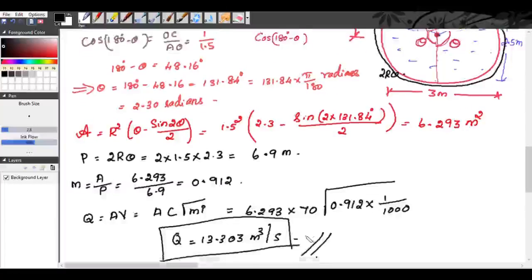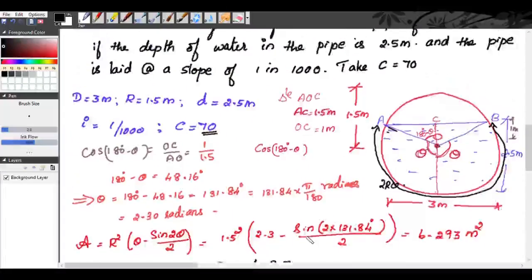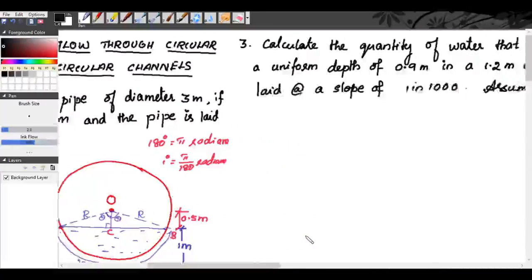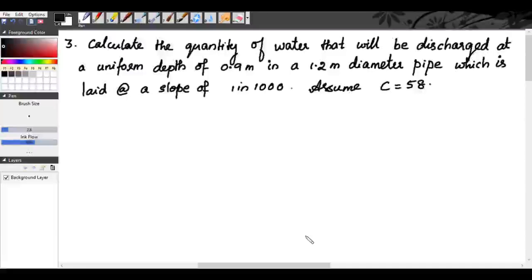Now we will move on to our third problem. The third problem is: calculate the quantity of water that will be discharged. So you have to find the Q. Calculate the quantity of water that will be discharged at a uniform depth of 0.9 meter in a 1.2 meter diameter pipe which is laid at a slope of 1 in 1000. Assume Chezy's constant is C equal to 58.